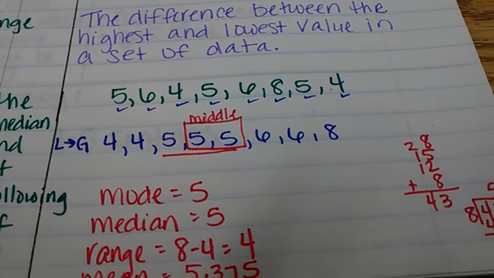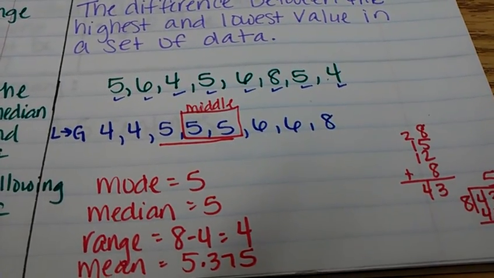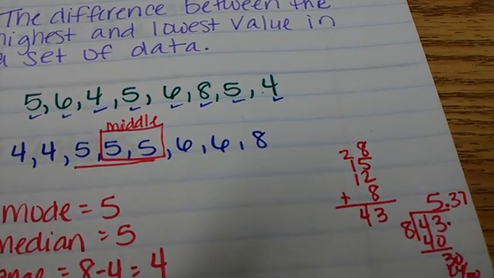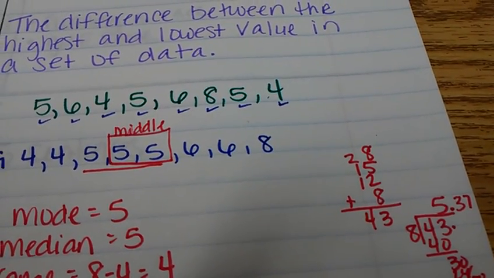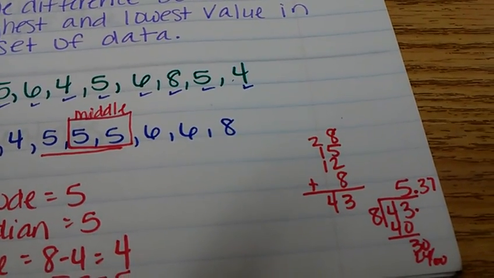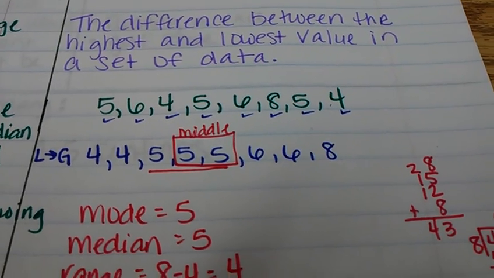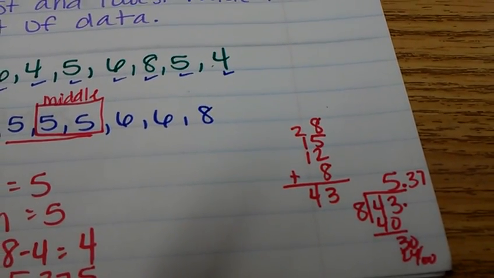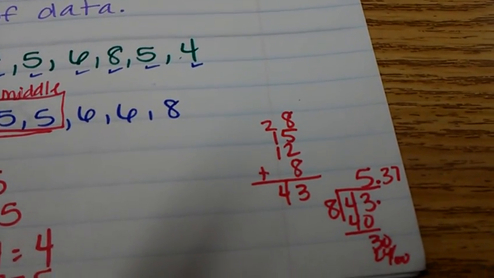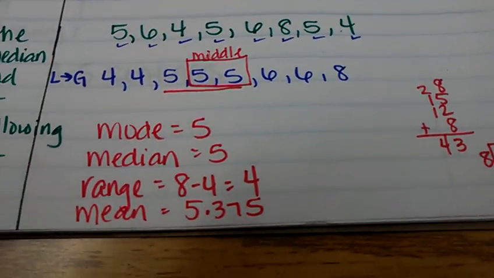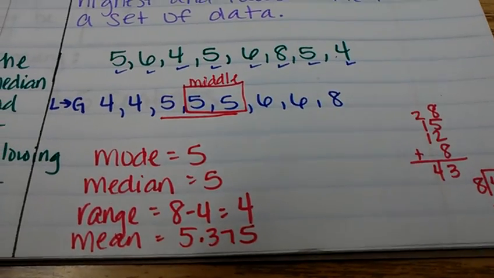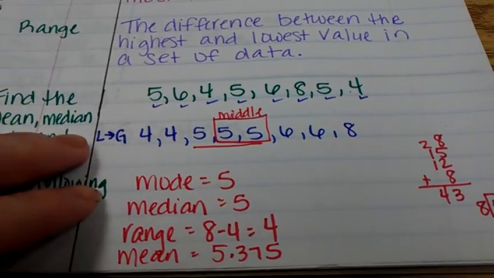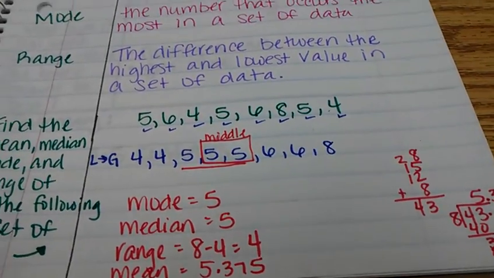And then I always save mean for the last because it's got the most work to it. So I added up all my numbers over here, 43, and then I have to take 43 and divide it by 8 because I'm given 8 numbers. So 43 divided by 8, you're going to get 5.375, and you can't see my 5 there because I ran out of room, but 5.375. That's how you find each of those numbers.